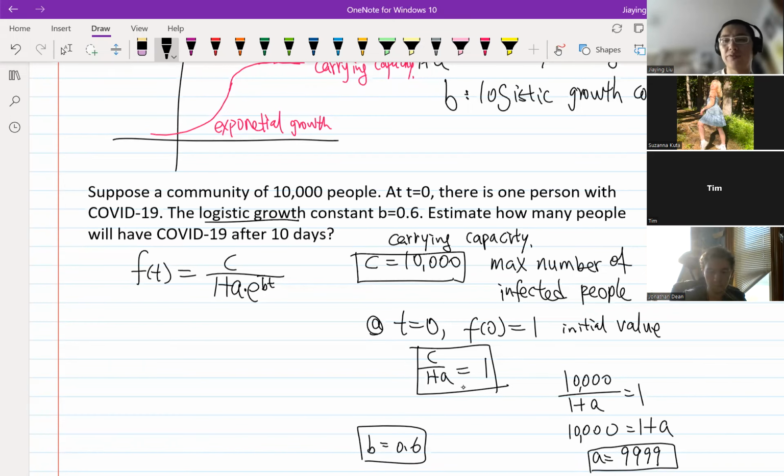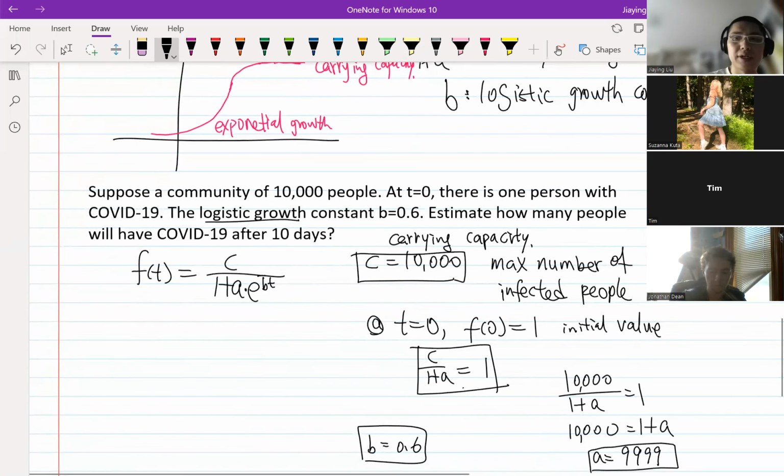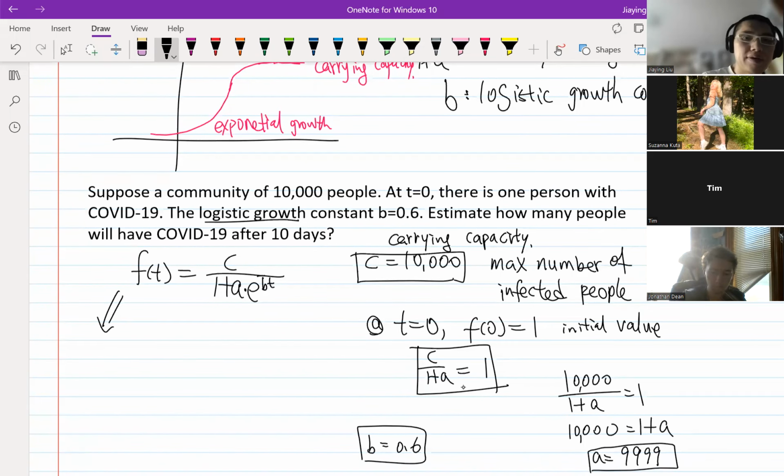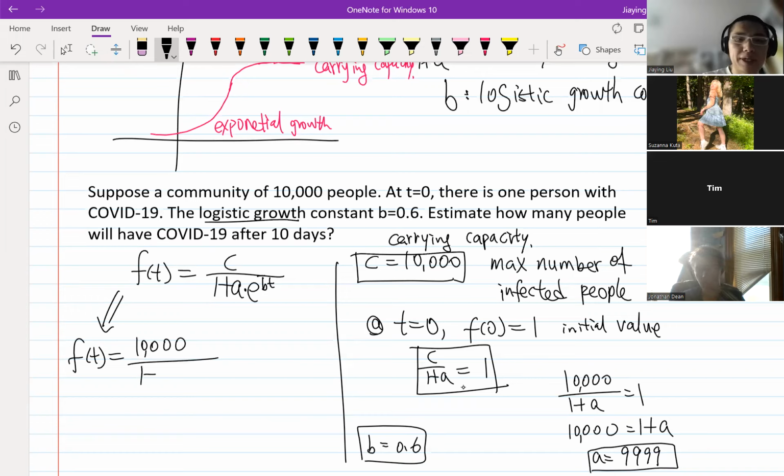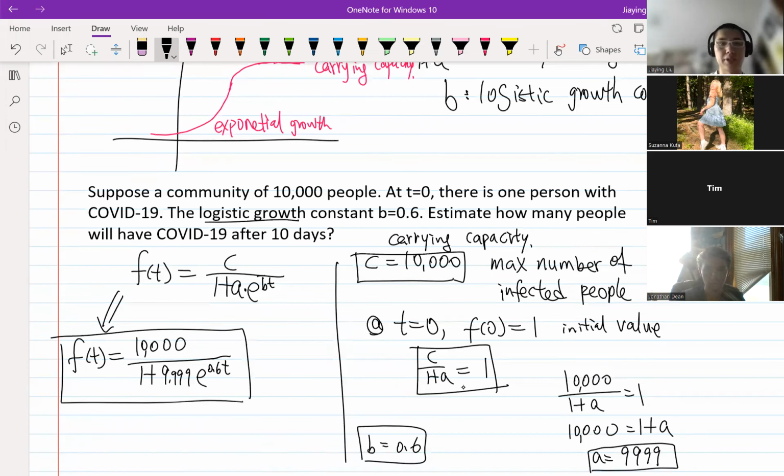So now we can take those values, those constants, and put them into the function. So we get f of t is equal to C, 10,000, divided by 1 plus A, which is 9,999, and e raised to the negative B, which is 0.6, t. So that will be the logistic growth model for this situation.